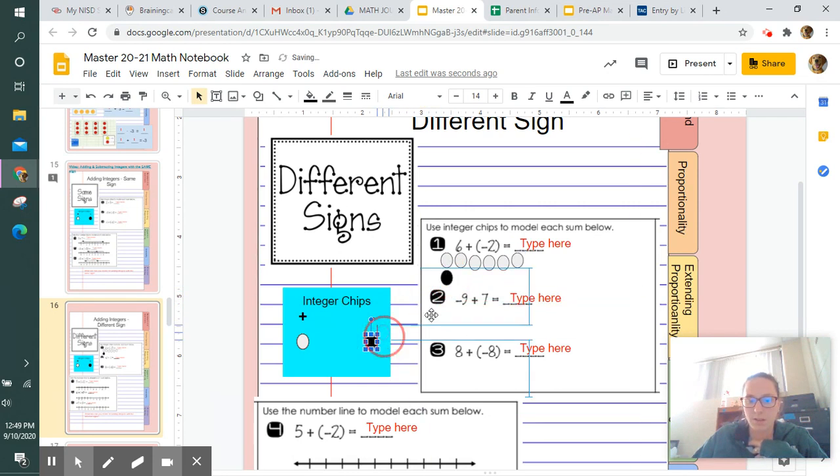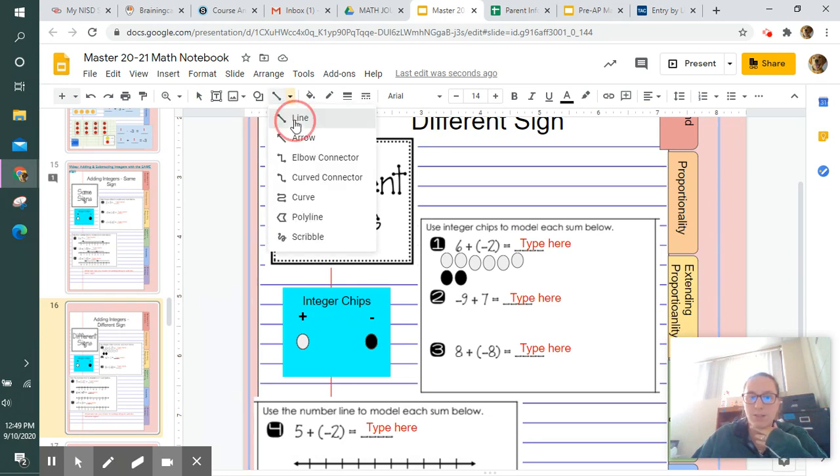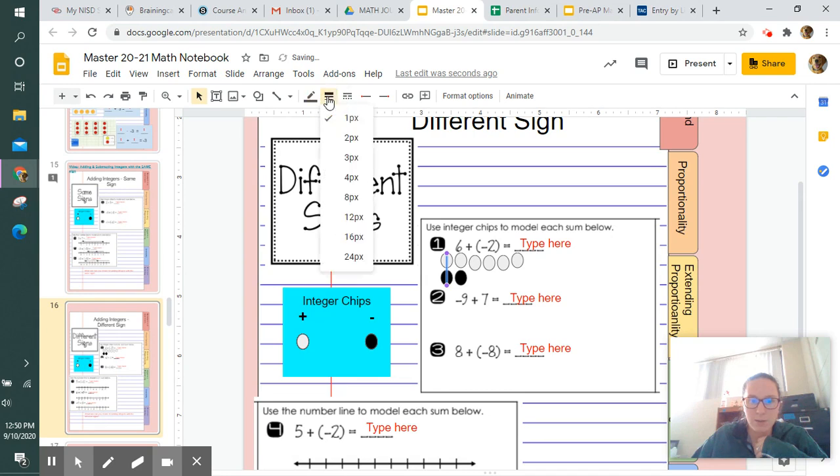So 1 and 2. And if you remember what I just told you with Braining Camp, a positive and a negative together cancel each other out. So what I'm going to do is draw a line through my positive and my negative. Now I'm going to make this line a little bit bigger and fatter so we can see it.